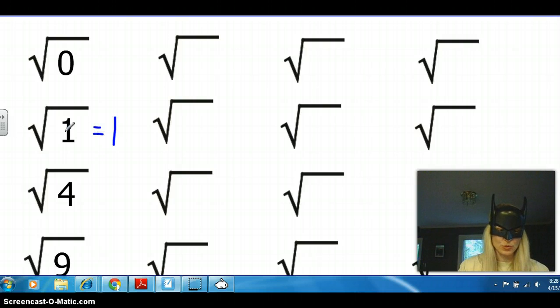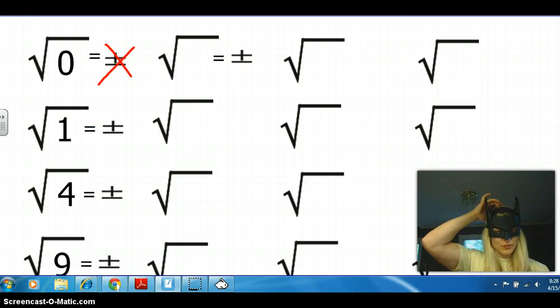So 1 times 1 is 1. So that's the square root of 1 is 1. 2 times 2 is 4. So the square root of 4 is 2. 3 times 3 is 9, so the square root of 9 is 3. Hopefully you could guess the next ones here. Do this one, this one, this one, this one. Do the next 4 in your notes.